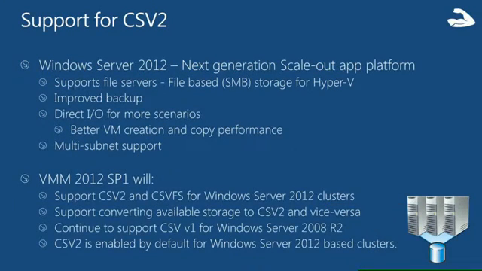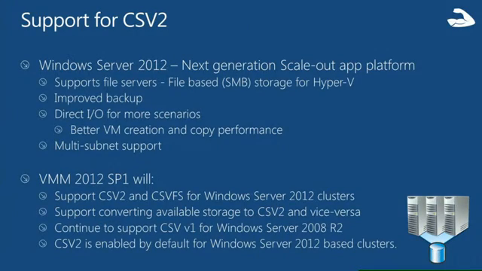The next big feature is CSV v2. Windows Server 2012 ships with the next evolution of CSV. This is also used as the underlying platform for the file-based SMB storage. The new file server has scale-out capabilities and is built on top of the CSV v2 platform. As Neela will tell you a little later in the talk today, it also supports improved backup capabilities, and we've leveraged that heavily in DPM. CSV v2 offers direct I/O for most scenarios, so you don't need to go through the metadata owner node. We leverage that heavily in VMM as well.